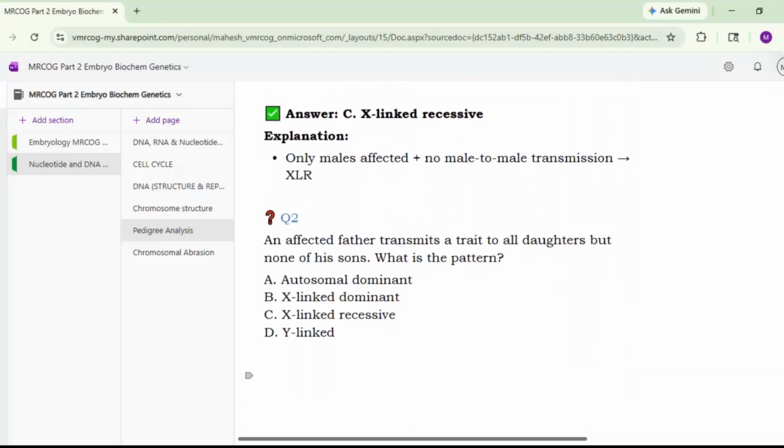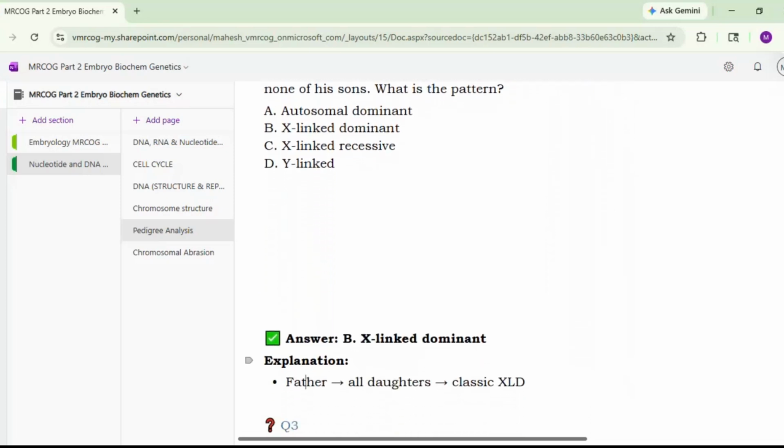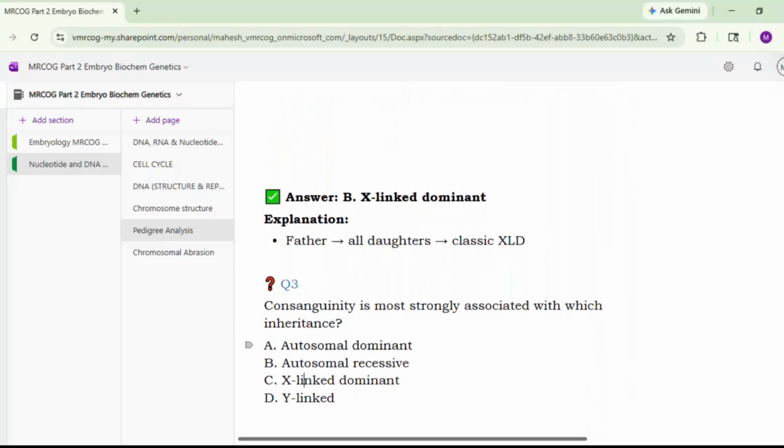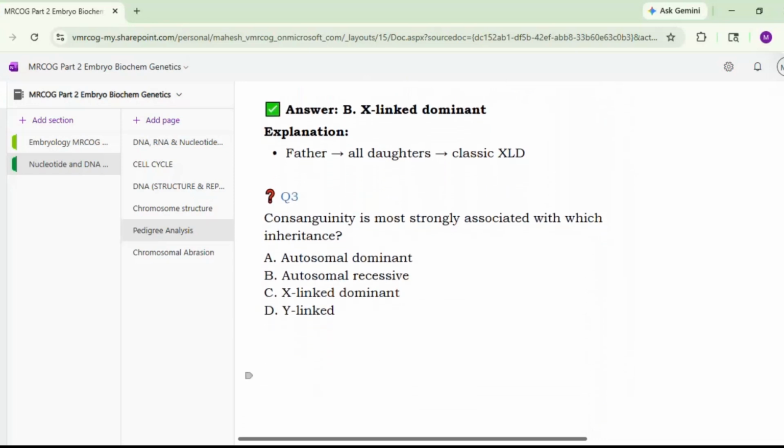X-linked disease. Next. An affected father transmits a trait to all daughters, but none of his sons. What is this pattern? X-linked dominant. Yes. It is going to be X-linked dominant because the father will transmit to all daughters. That is the classical. Next.